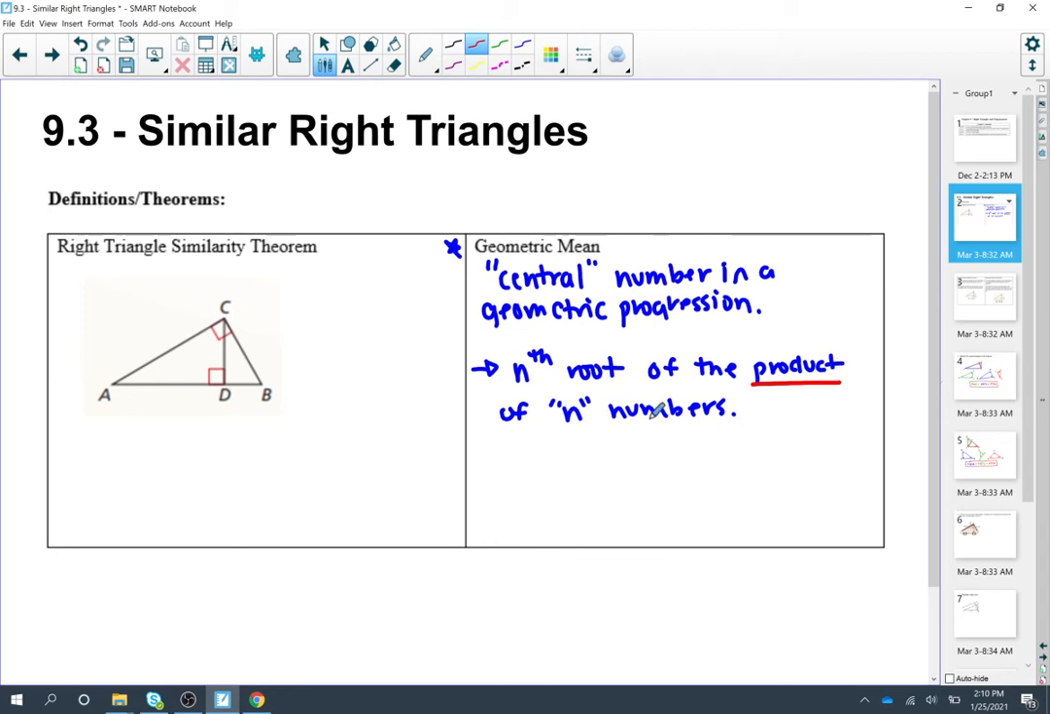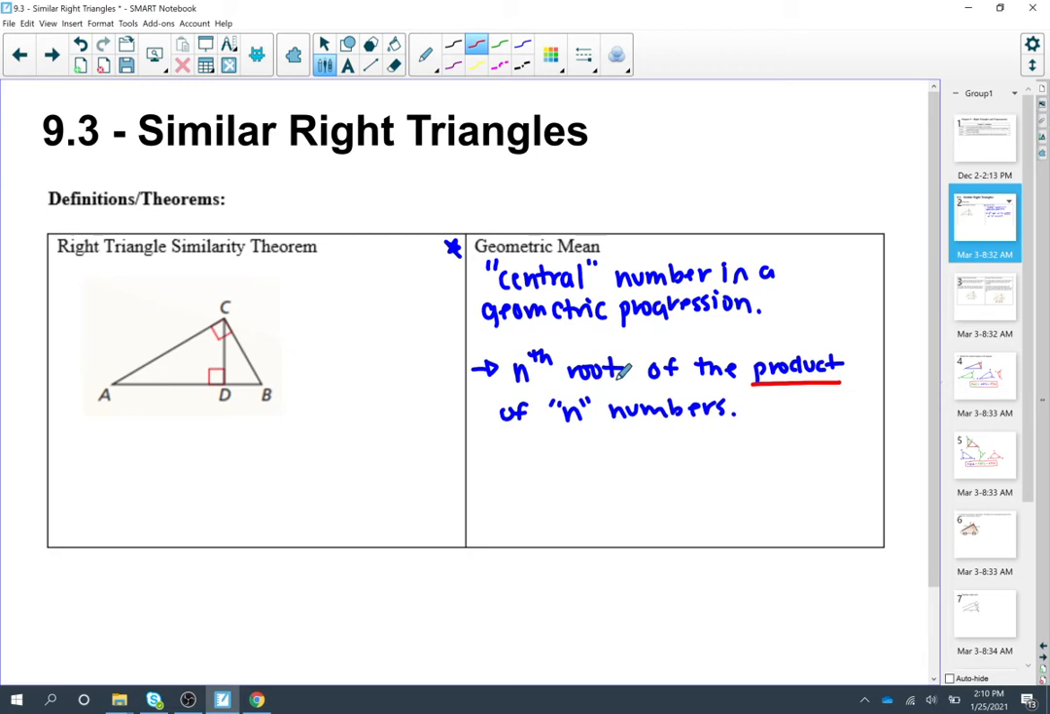So we're going to take n numbers, and typically when we're dealing here, we're going to have two numbers, and we're going to find their product. Then you're going to do the nth root. So if there's two numbers, that means the second root. So you take two numbers, multiply them together, and then take the square root.